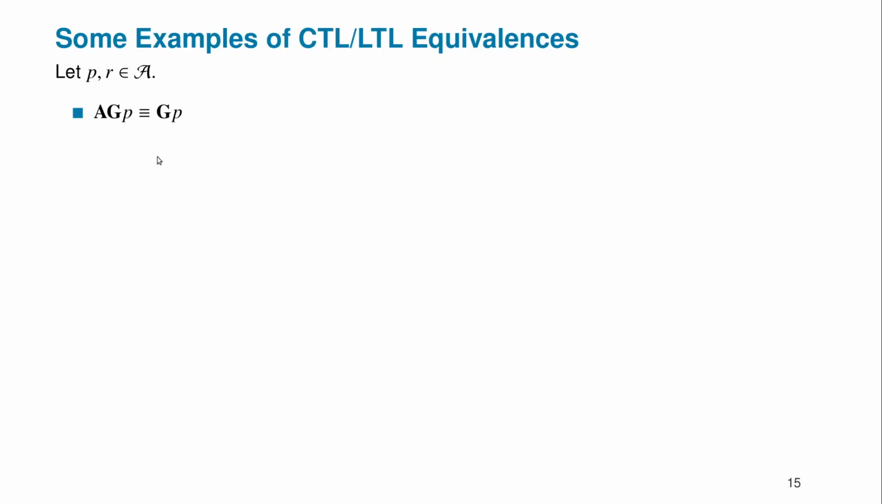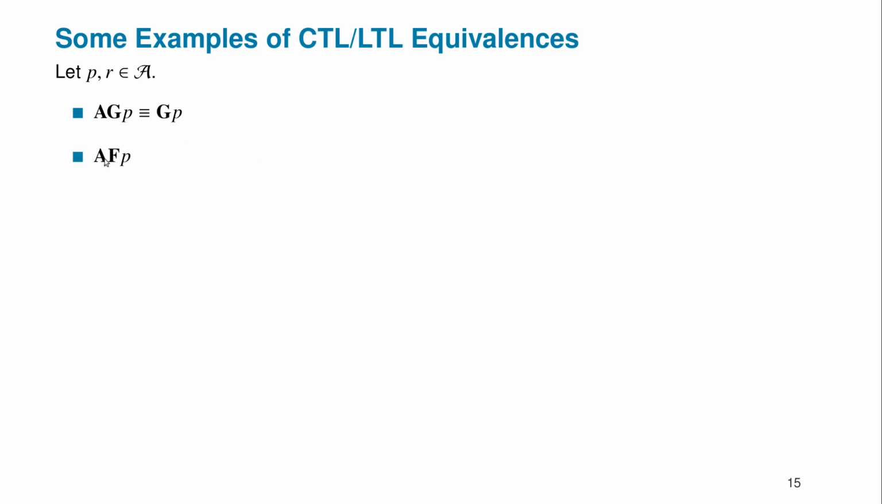And here I have some examples. In the following, P and R are atomic variables. If I have a formula AGP, then this is obviously equivalent to GP, because AGP is a CTL-det formula, and therefore we can simply remove the A and have the equivalent LTL-det formula.